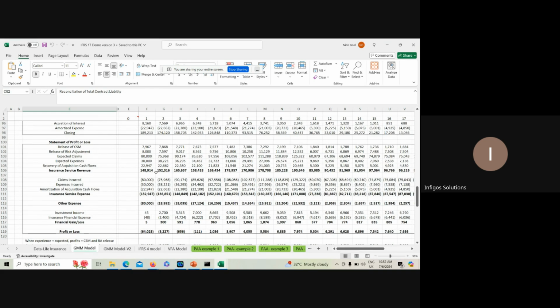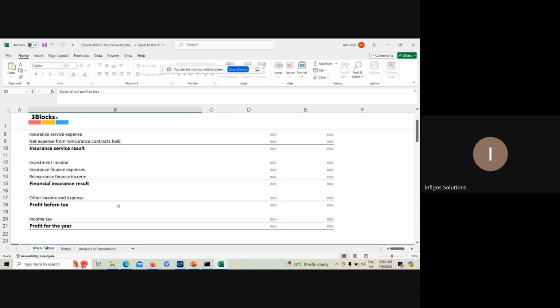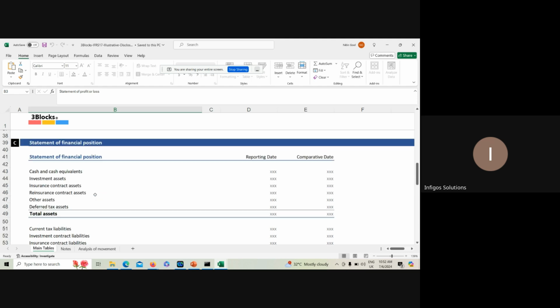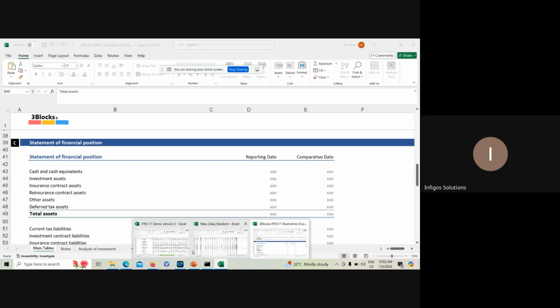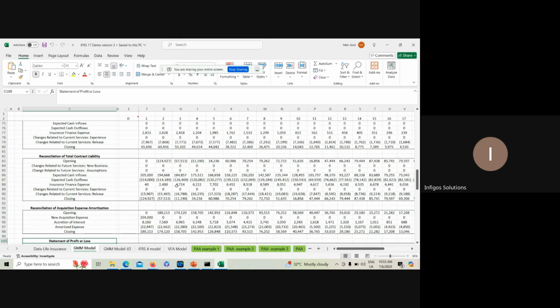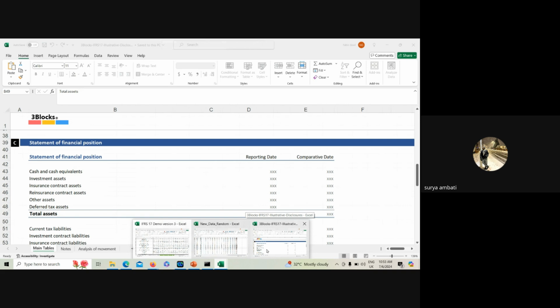This one. So it will come here, everything. And then we will have a statement of financial position, and we will show the assets. Inside the assets, we will have these ones, total contract liability or total contract asset. So here for the contract, we have an estimation for the next 20 years.